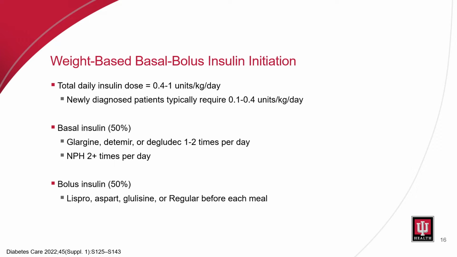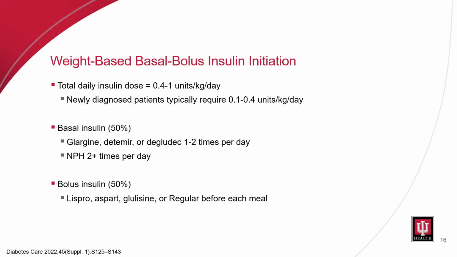bolus insulin. Our basal insulins are those longer acting insulins or intermediate acting insulins, so you can use glargine, detemir, or degludec 1 or 2 times per day, or NPH 2 or more times per day. A lot of times the choice of insulin product to me depends on patient-specific factors. If they want to try one that is only going to give them 1 injection per day of basal rather than 2, certainly a longer acting product might be better. But I also leave it a lot of times up to insurance formulary and whatever may be covered cheapest for patients.